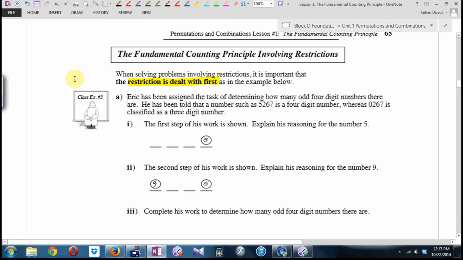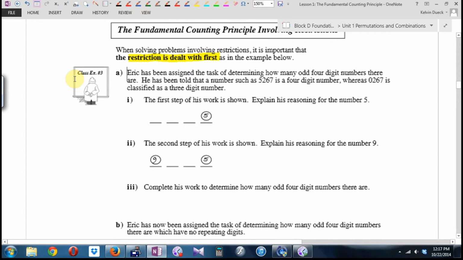Eric has been assigned the task of determining how many odd 4-digit numbers there are. Underline the word odd. What's an odd number? A number that 2 doesn't go into. Can you rattle off some odd numbers? 7, 3, 1, 3. In fact, how can I tell that a 4-digit number is odd? Do I have to look at every single digit? No, just the last one. That's our restriction. And even though it appears last, we'll deal with it first.